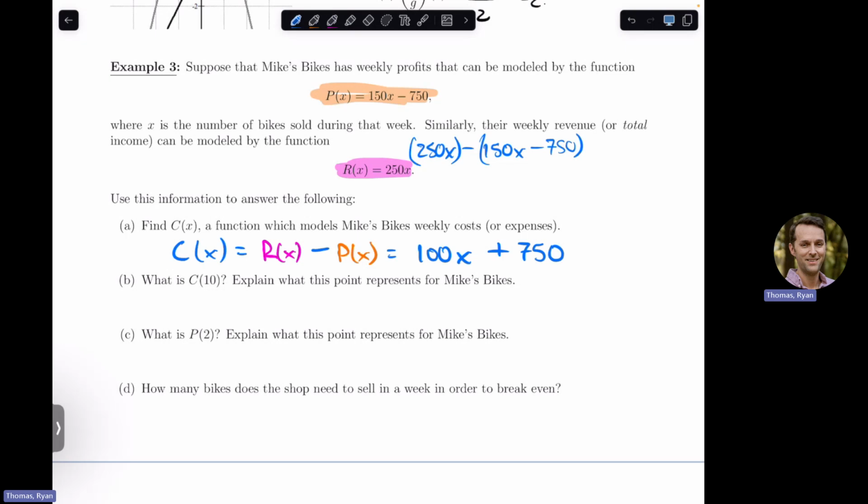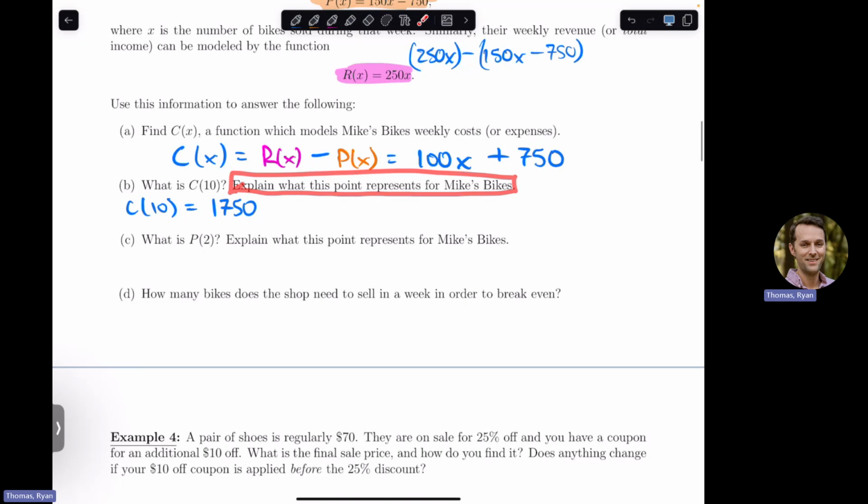Okay, but we've got a cost function now. We've combined these things. So now I have something that I can just plug an x value into and it'll tell me what the expenses were. So what is C of 10? Everybody agree? Just plug 10 in here, right? You get 1,000 plus 750, so 1,750. More importantly, though, what does that tell us? Okay, how much the expenses were? When you sell 10 bikes.